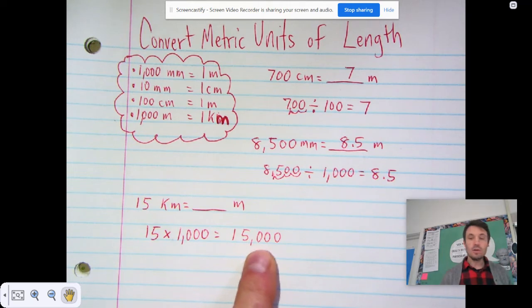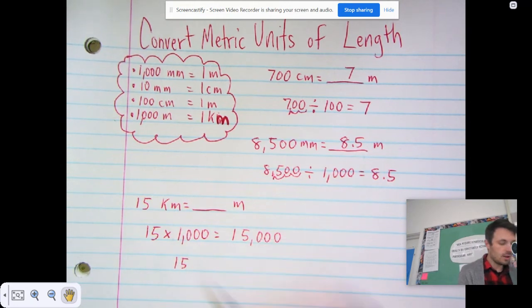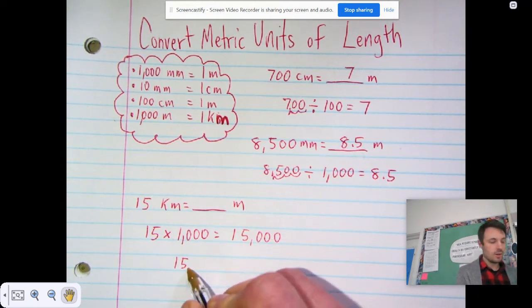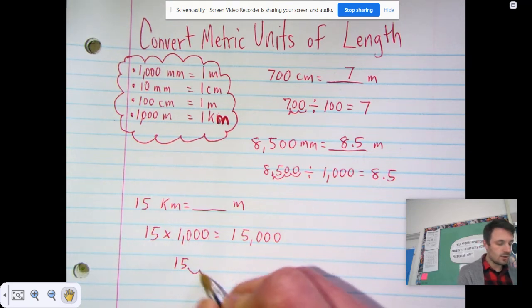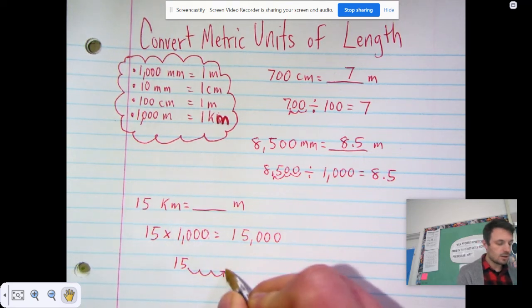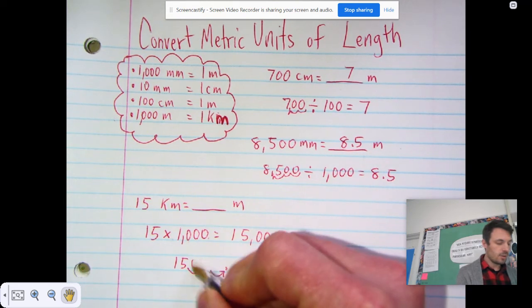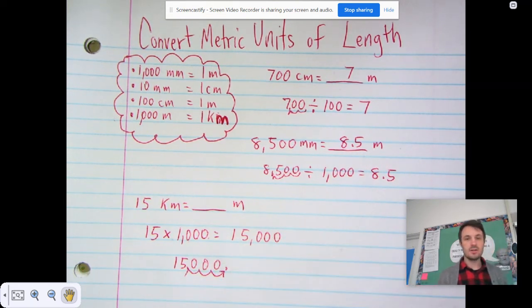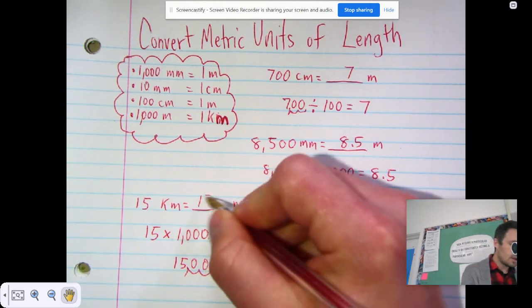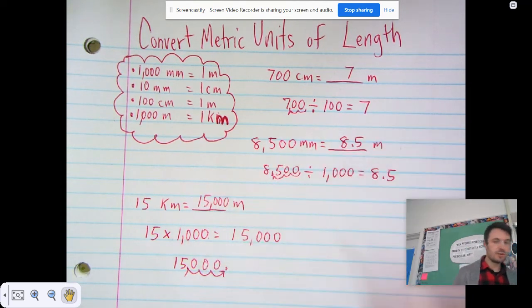And you can see that we really just moved the decimal point over 3 places to the right, because if you start with 15, the decimal point's right here. There's 1, 2, 3 zeros in 1,000, so you move it over 1, 2, 3 times. It goes right here. You fill in all the pockets with 0. 15,000 is the answer. So 15 kilometers is 15,000 meters.